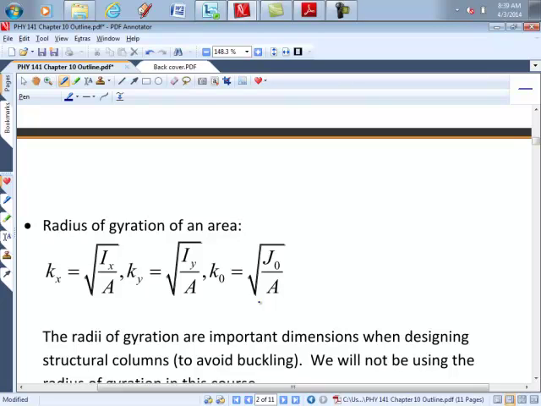Again, we're not going to use the radius of gyration in this course, but in future courses you're going to need to calculate it for determining column buckling and other applications. I can only remember column buckling. So by looking at kx and ky, we'd be able to predict which axis it's going to buckle along, and then you could reinforce it to make sure that the radius of gyration about that axis is the same or greater than the other axis.